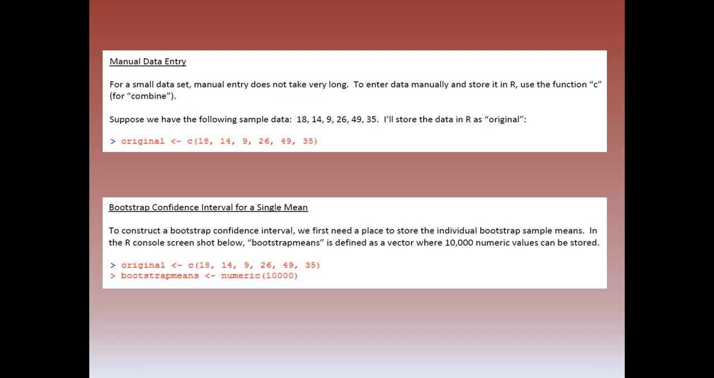The function that you need is C for combine. Basically what that function does is it takes a bunch of individual numbers and combines them as one set, which is ideal because then we can have our sample as one big chunk so we can recall the entire thing with a single term. So there's the C function combining those numbers together. The arrow is effectively storage. So I'm storing that combined list of numbers as original. That way, after it's stored, when I type original, R will know what that means.